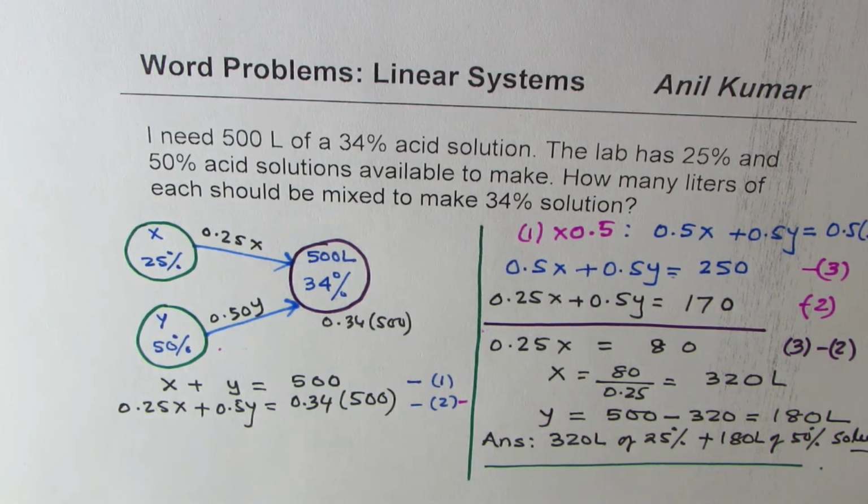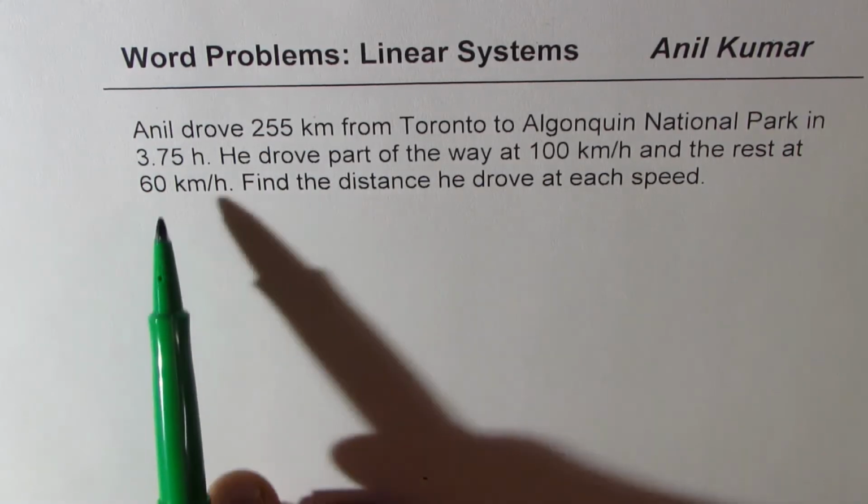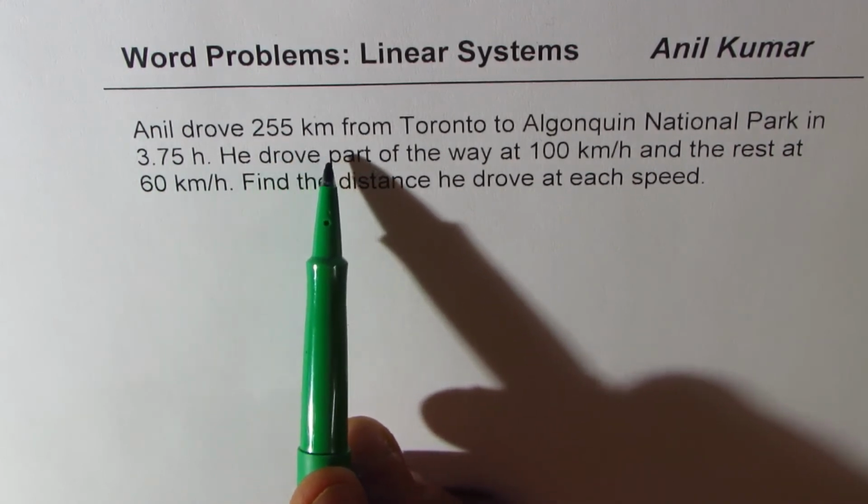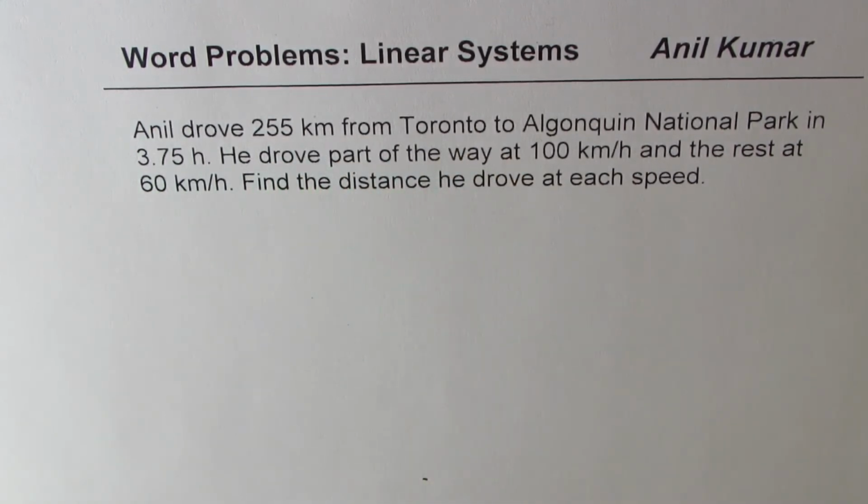Now let's take the last example, which is based on distance, speed and time, and there you will also learn how to avoid fractions to solve problems. I hope that helps. The question here is, Anil drove 255 kilometers from Toronto to Algonquin National Park in 3.75 hours. He drove part of the way at 100 kilometers per hour and the rest at 60 kilometers per hour. Find the distance he drove at each speed.